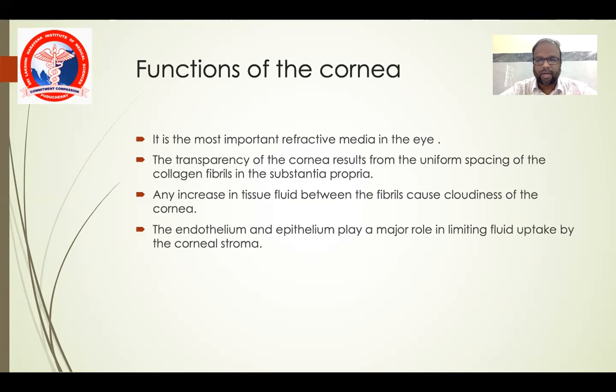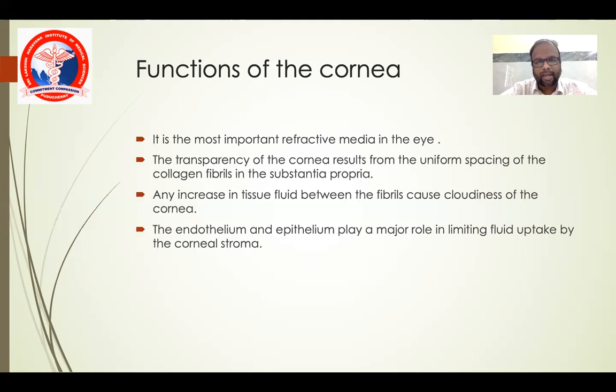We already know that the transparency of the cornea results from the uniform spacing of collagen fibrils in the substantia propria. If there is any increase in the tissue fluid between these fibrils, or when the distance between the fibrils gets separated, or the uniform architecture of these fibrils is lost, then we get cloudiness or edema in the cornea. In the sclera, these fibrils are irregularly arranged. That is why the sclera is opaque.